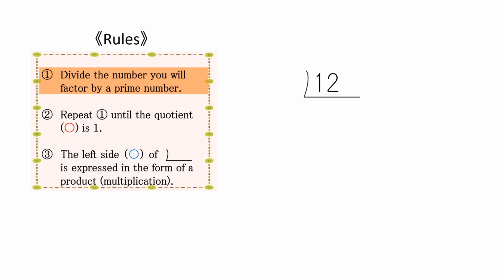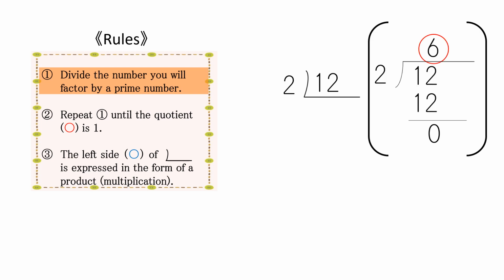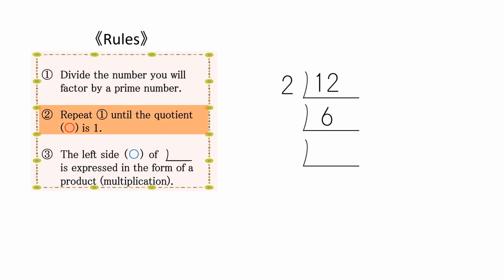In this case, 12 is divisible by 2. Make sure to consider the parentheses on the right and circle the quotient in red as shown in the figure. Repeat step 1 until the quotient is 1.